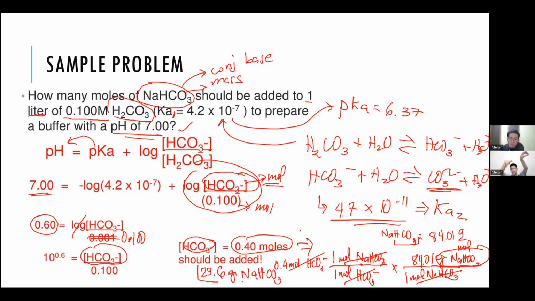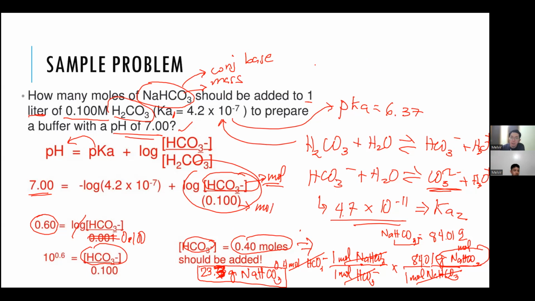So, paano? O, madami-dami, no? Pero 1 litro kasi ito. Josh, ha? 23.3, sorry, 23.3. Madami-dami pa rin siya. But if you will notice, 1 liter kasi ito ng buffer. So, paano mo siya gagawin sa laboratory?